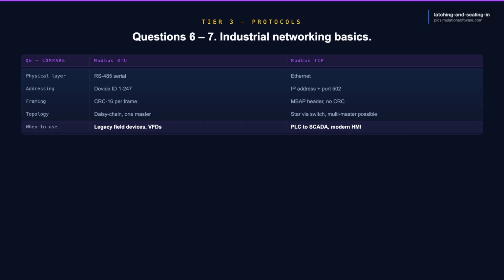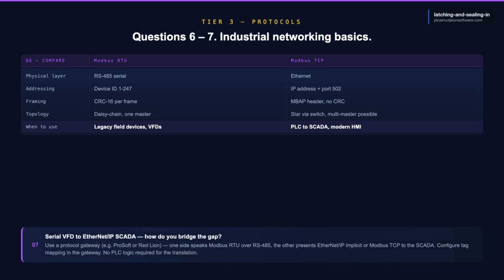Tier 3 is protocols. These probe networking literacy. Question 6. Difference between Modbus RTU and TCP. Same protocol layer with the same function codes. RTU runs on RS485 serial with 1 master per chain. TCP runs on Ethernet with multiple masters possible and IP routing. RTU wins for long distance, legacy slaves, and determinism. TCP wins for new installs and multi-master integration.